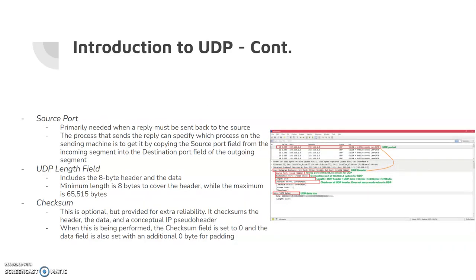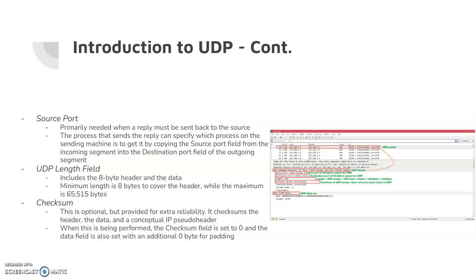Moving on, we also have the source port, the UDP length field, and the checksum. The source port is primarily needed when a reply must be sent back to the source. The process that sends the reply can specify which process on the sending machine is to get it by copying the source port field from the incoming segment into the destination port field of the outgoing segment. To continue, the UDP length field includes the 8-byte header and the data, and the minimum length is 8 bytes to cover the header, whereas the maximum is 65,515 bytes.